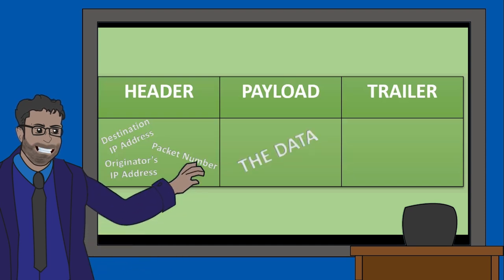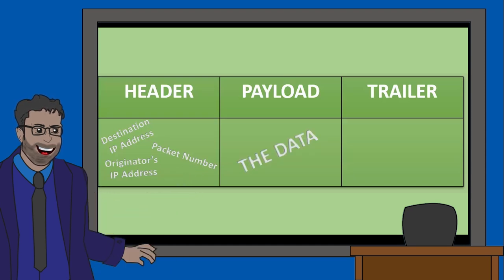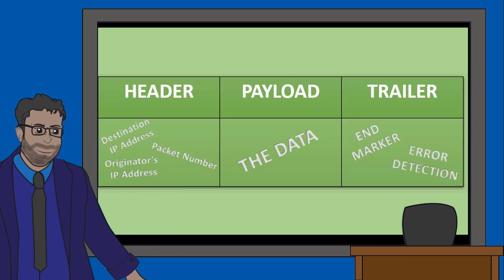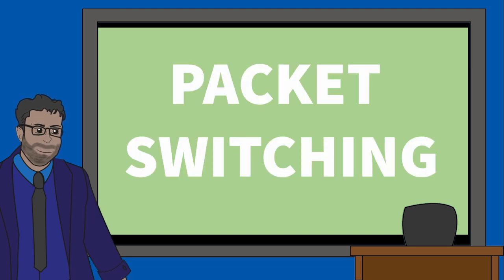Payload contains the actual data itself. The trailer contains a marker to indicate it's the end of the data packet, as well as data regarding any error detection. Another term you should become familiar with is the process known as packet switching.